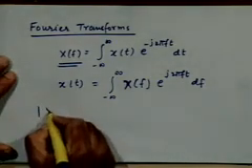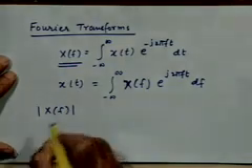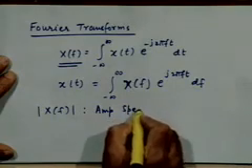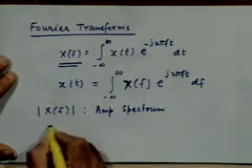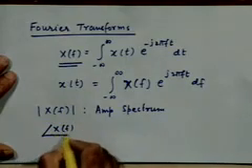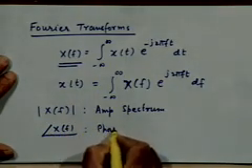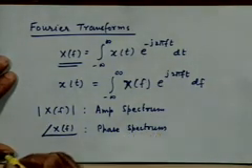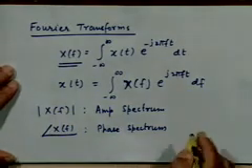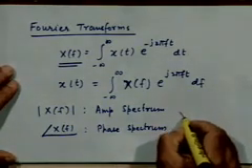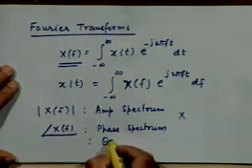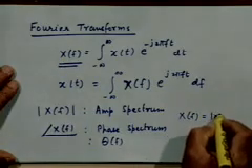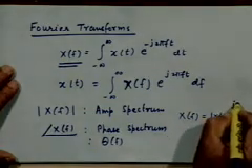So once again, the magnitude of x of f is called the amplitude spectrum, and the angle of x of f as a function of frequency is the phase spectrum of the signal. Right? So you could write, if I call this angle theta of f, then x of f can be thought of as mod of x of f e to the power j theta f.